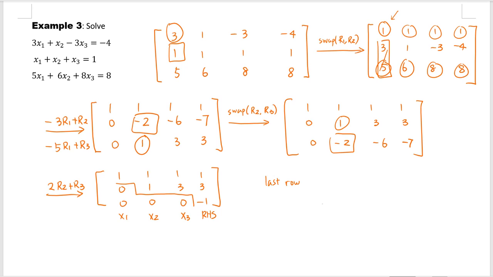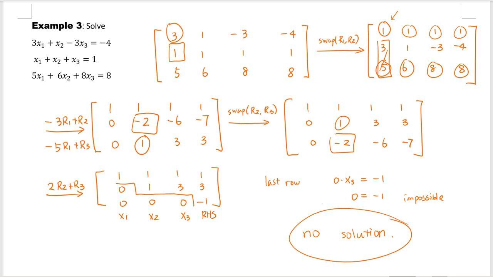In the last row, we have 0 times x3 equals minus 1. So it's the same as saying 0 is minus 1. Wow, is this possible? Can 0 be minus 1? So impossible, or we can say a contradiction. What does that mean? This problem has no solution. So we just say no solution, and that's the end of this problem. Yes, it is possible we do a whole thing and then realize, oops, there's no solution. Okay? So this is example 3.